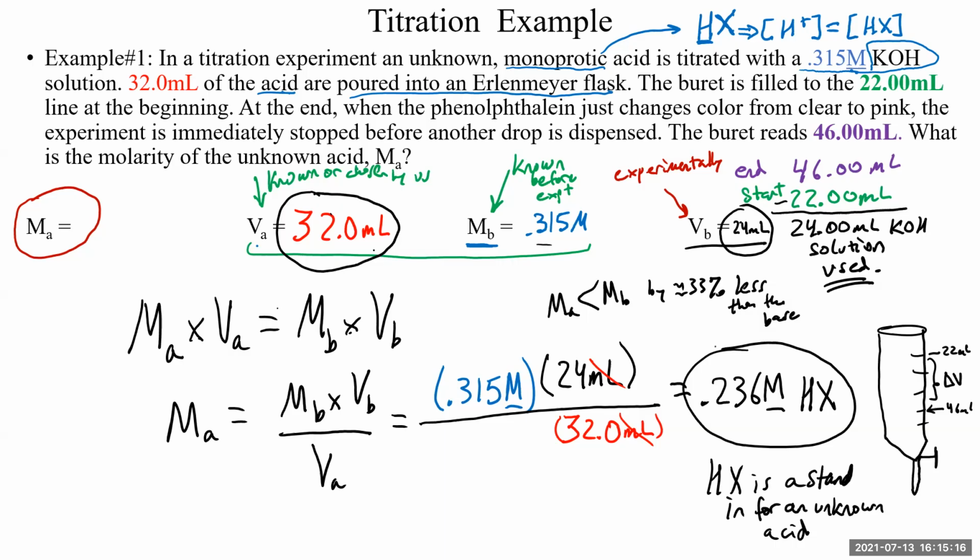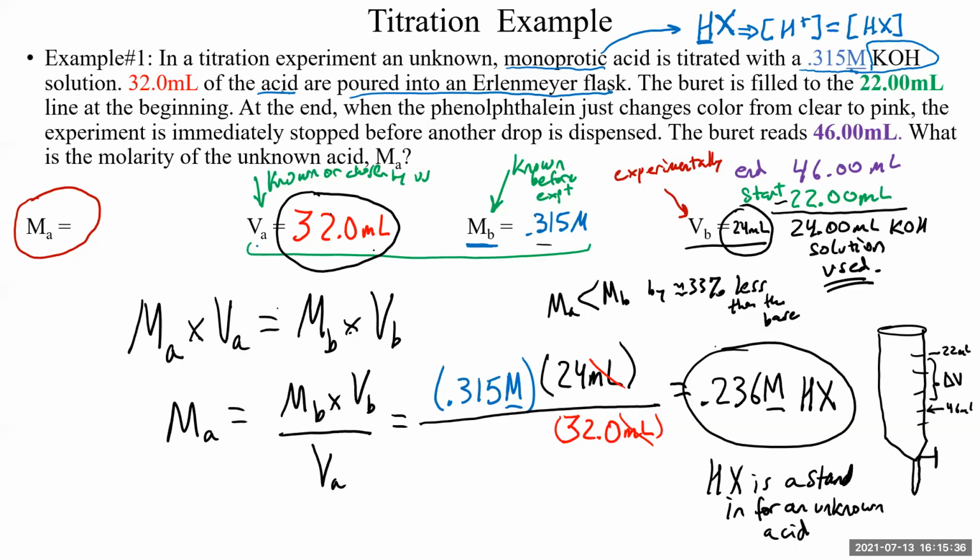So there it is. So this makes sense. It makes sense that the molarity of the acid is less than the base because it took less base solution to neutralize more acid solution. So there's a logic behind this. It's not just number crunching. You can actually see it working out.